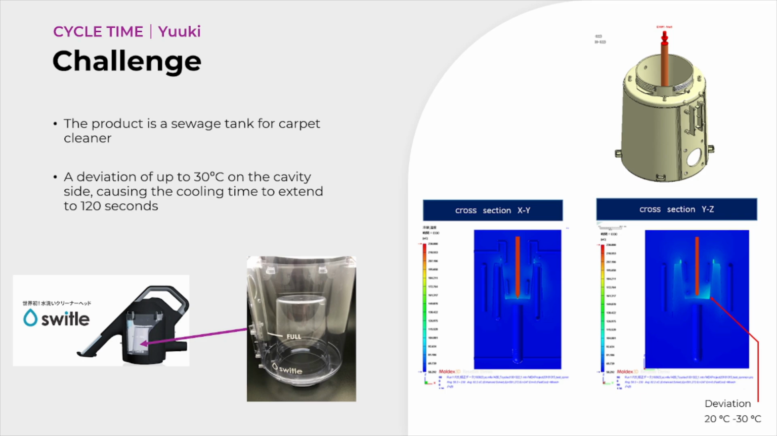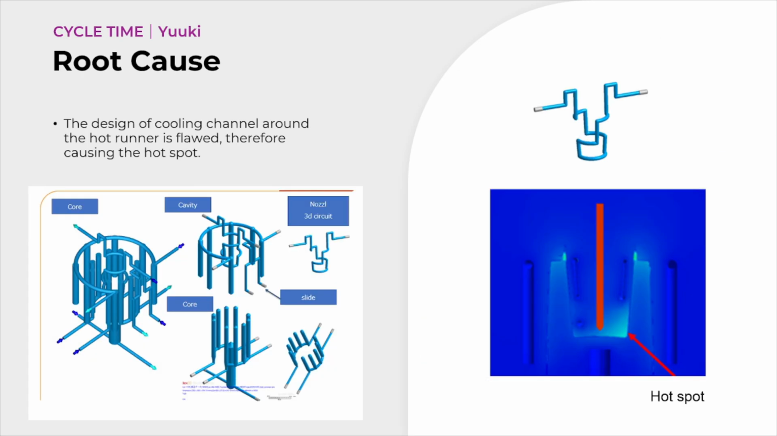This is a relatively large part, and so the cooling time is very sensitive to the temperatures that we apply in the mold. In this case, a deviation of 30 degrees on the cavity could cause the cooling time to extend all the way out to 120 seconds. Because of the design of the cooling channel around the hot runner, we see that the heat is retained in the mold where there's not a cooling channel present.